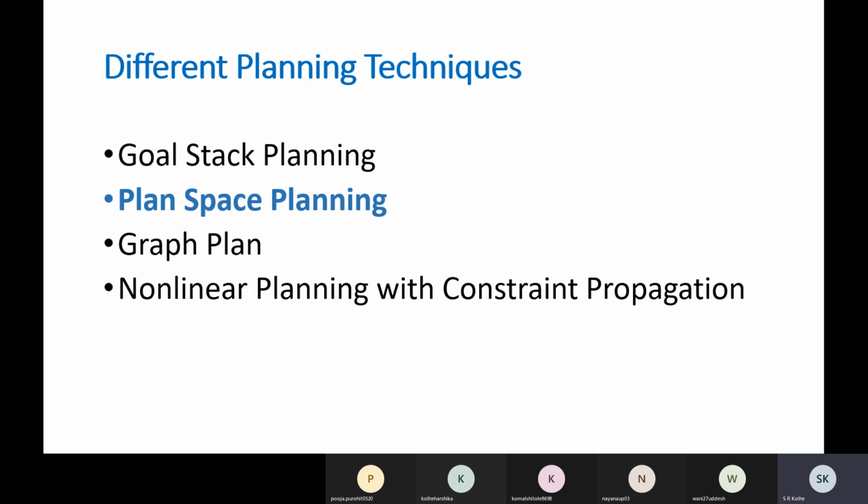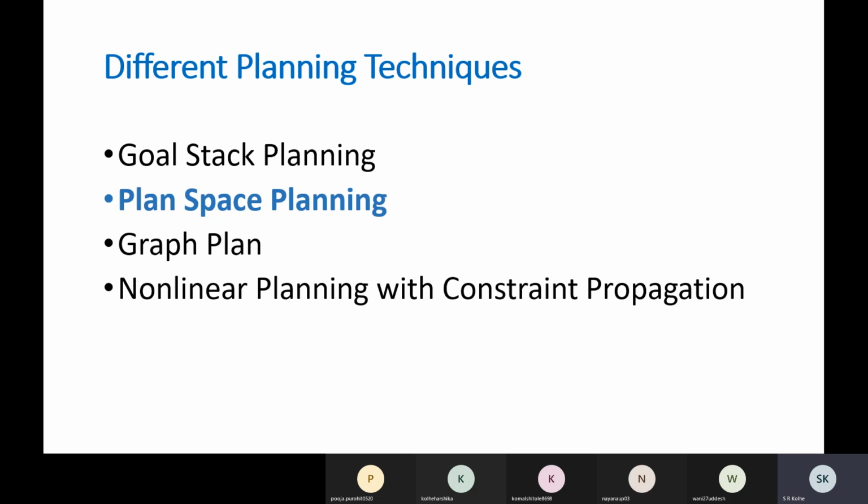We saw in goal stack planning that it's a linear planning technique, where the order in which the goals or actions, or operators corresponding to the actions that you are going to perform, is linear in nature. So one by one those goals have to be satisfied in a totally ordered fashion. So in an orderly fashion, we have to perform a set of actions.